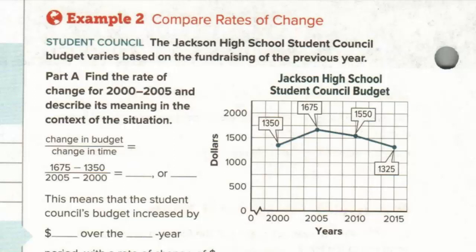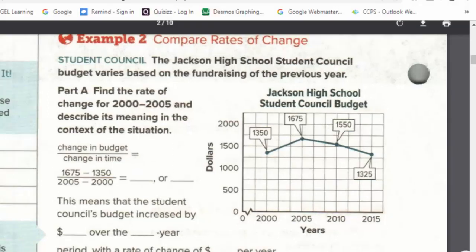For example 2, we're comparing rates of change again, only this time we're talking about student council and how much money they have here. So they have student council budget varies based on the fundraising of the previous year. So for part A, find the rate of change for 2000 to 2005. So 2000 is here to 2005 is here.